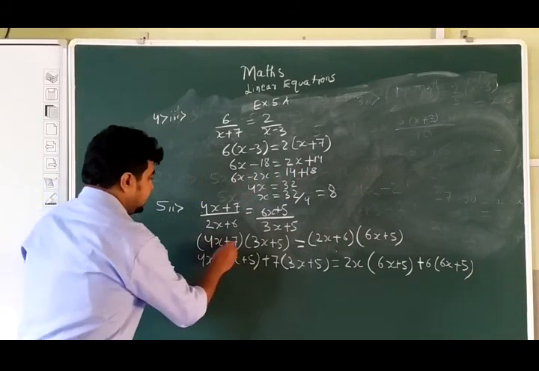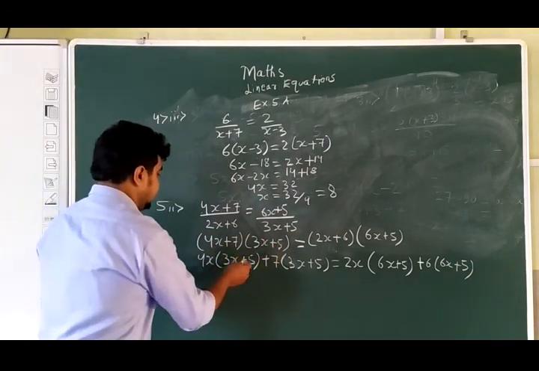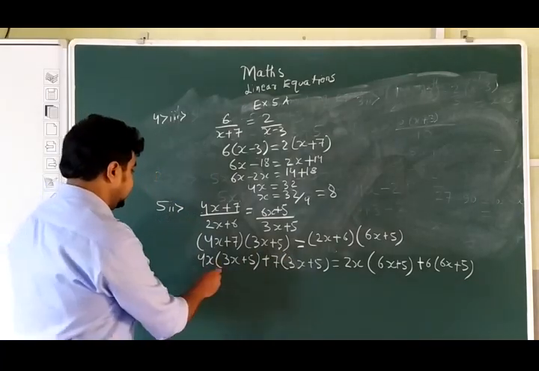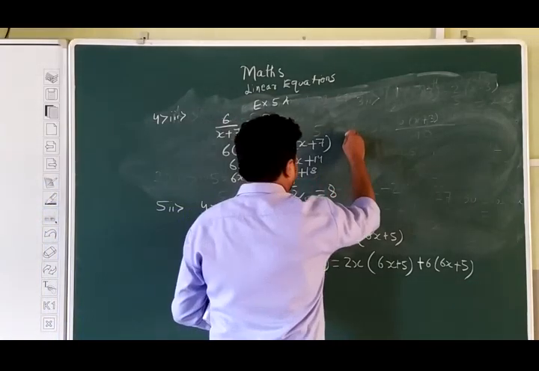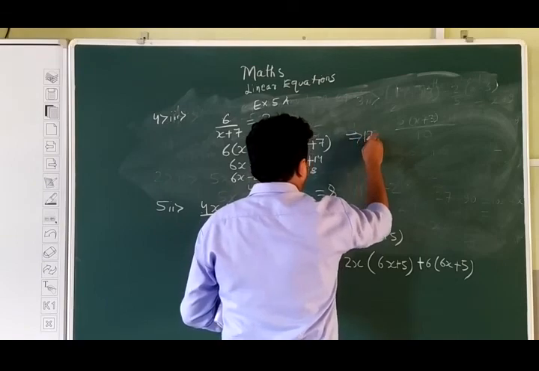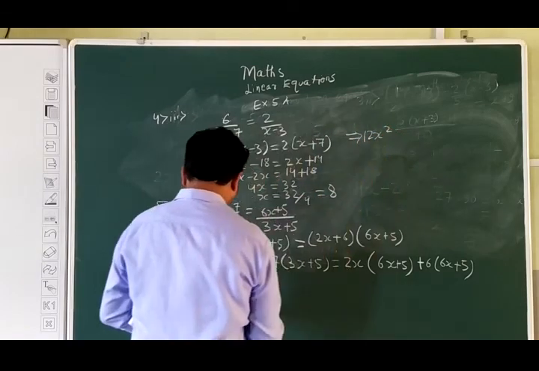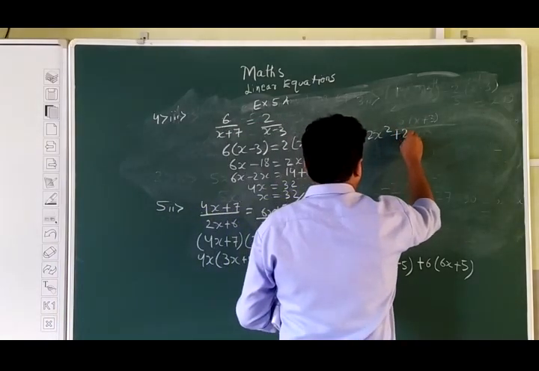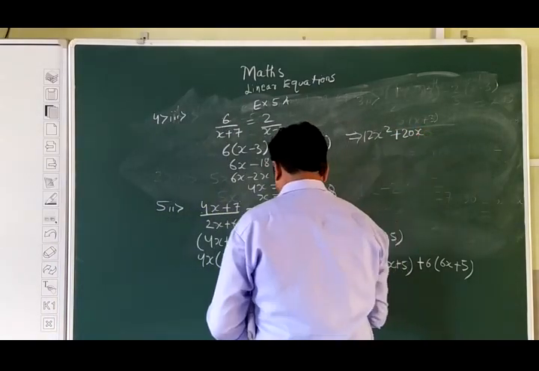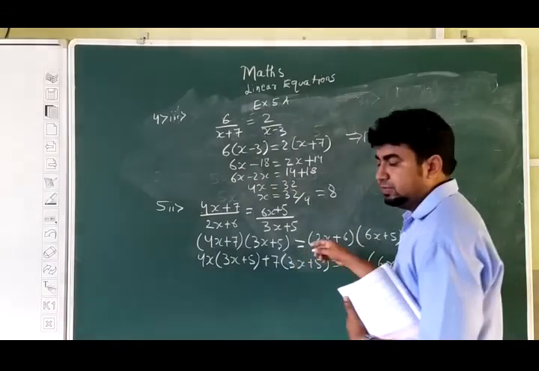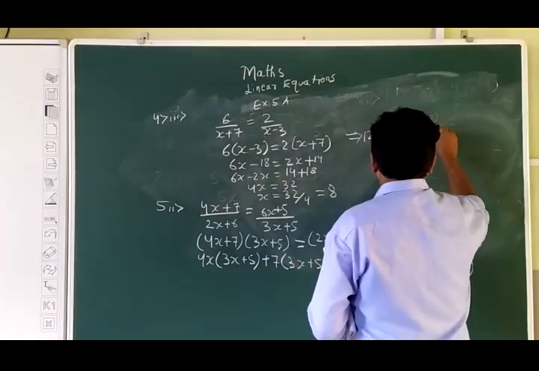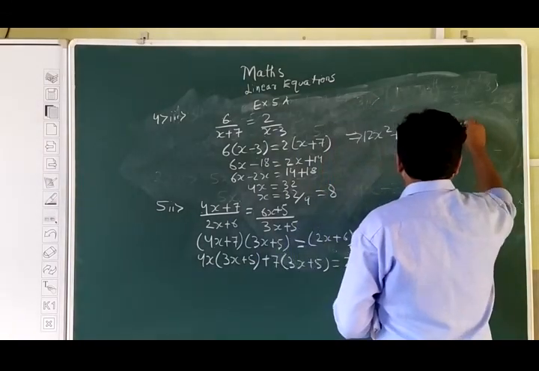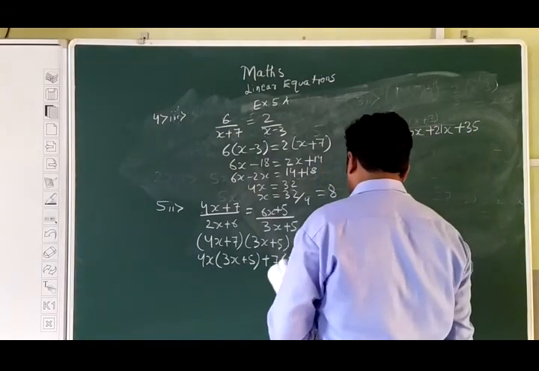So 4x into (3x plus 5), then 7 into (3x plus 5), the whole thing. Now multiplying 4x into 3x is 12x square. 4x into 5 is 20x. 7 into 3 is 21x. 7 into 5 is 35. This term we have multiplied.